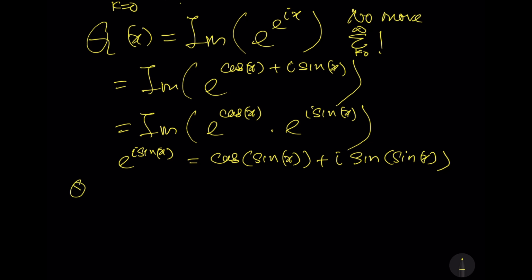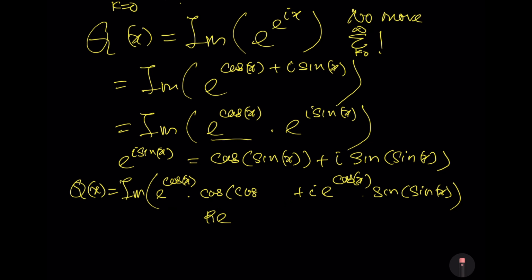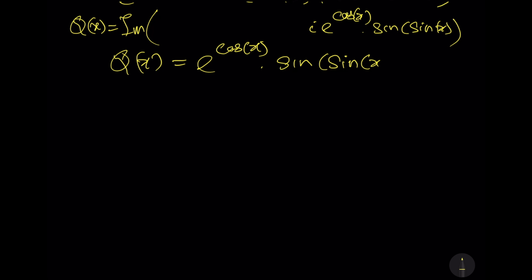Put it back into Q, we have Q(x) equals the imaginary part of e to the power cos x multiplied by cos(sin x), plus i multiplied by e to the power cos x multiplied by sin(sin x). For the first part, there's no imaginary number i, so it's a real number that is not related to what we want. The second part gives us what we want, therefore we have Q(x) equals e to the power cos x multiplied by sin(sin x).